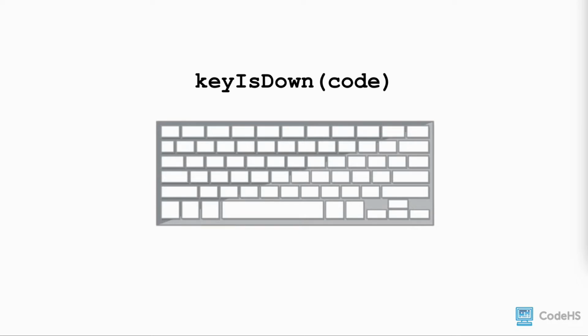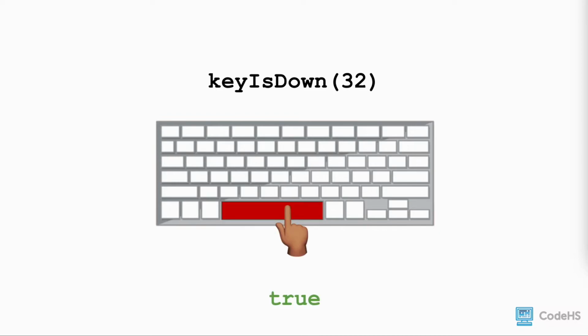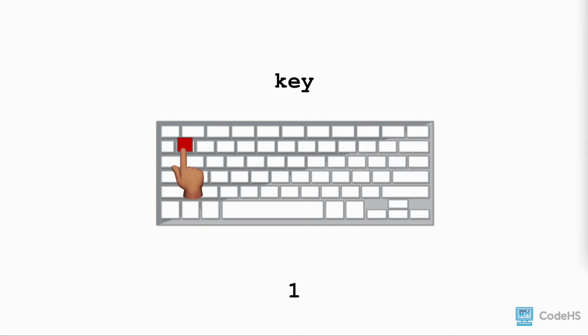Key codes are numeric values that correspond to physical keys on the keyboard, but do not necessarily correspond to a particular character. For example, the key A has a key code of 65, the space key has a key code of 32. Therefore, keyIsDown with 32 as an argument will return true if the space key was pressed, and false if the space key was not pressed or another key was being pressed.